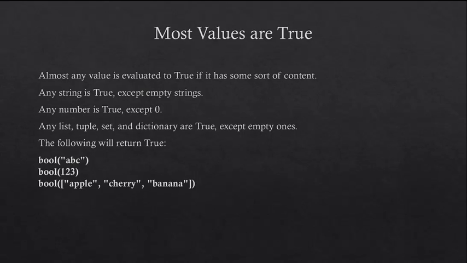Most values are true, because almost any value is true if it has some sort of content. If it is 0 or null, then it will be false. Any string is true, except empty strings, which will be false. Any number is true, except for 0, which will be false. Any list, tuple, set, and dictionary are true, except those that are empty, which will be false. The following will return true: for example, bool of "abc", bool of 123, and bool of the list apple, cherry, and banana will all return true.